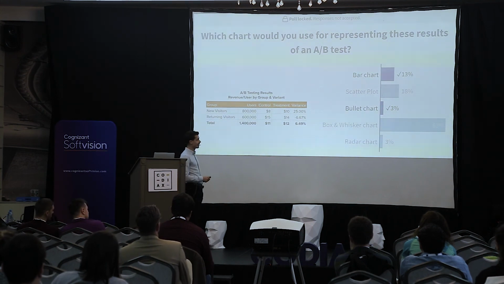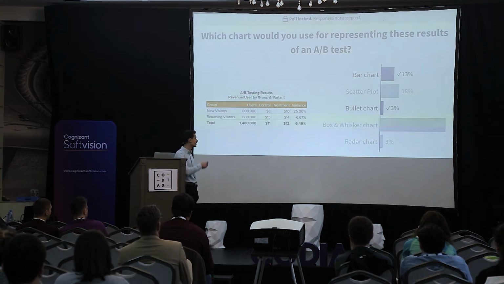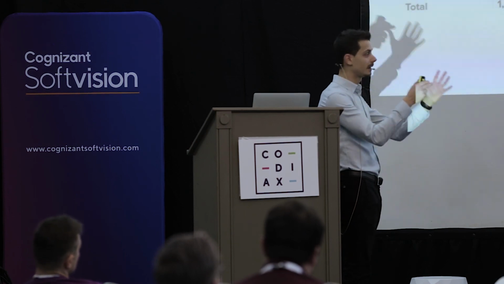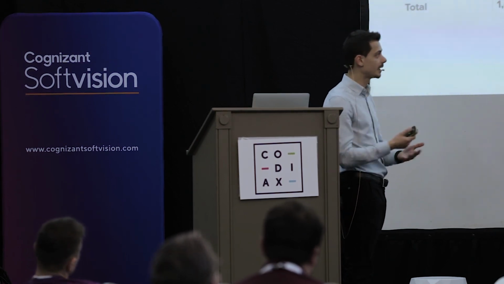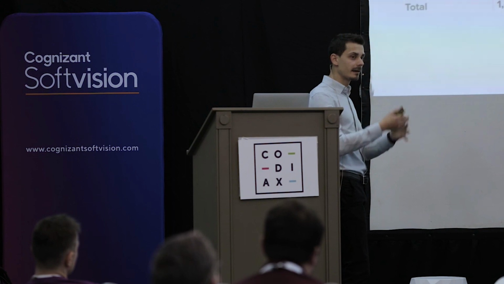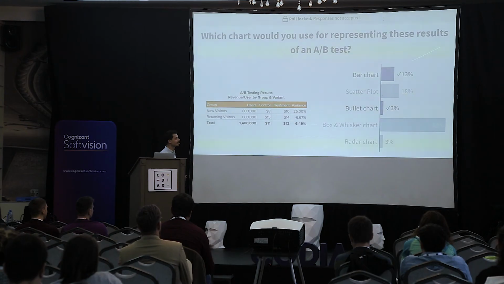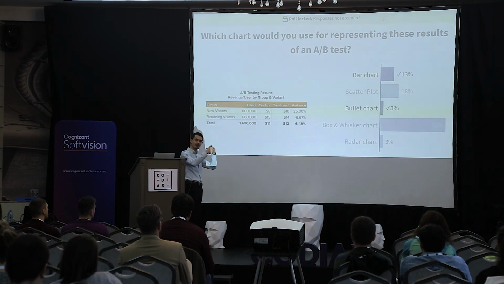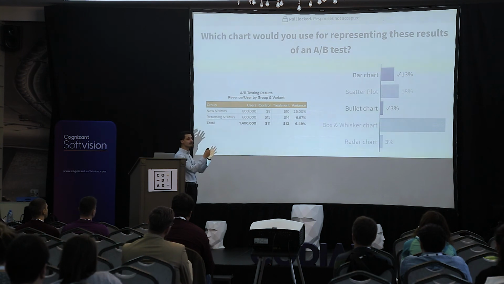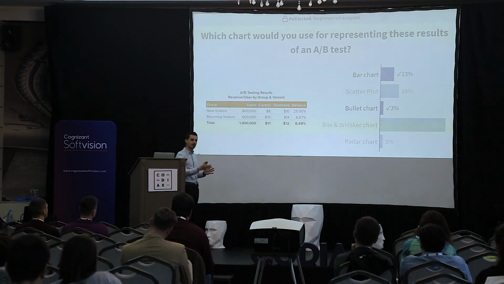In that case, indeed, if you would have the entire list of users who were in control and in the variant treatment and see their conversion, you might have used the Box and Whisker. In this case, it's either a bar chart for comparing the test results or a bullet chart where you have the treatment as a bar and control as a mark.